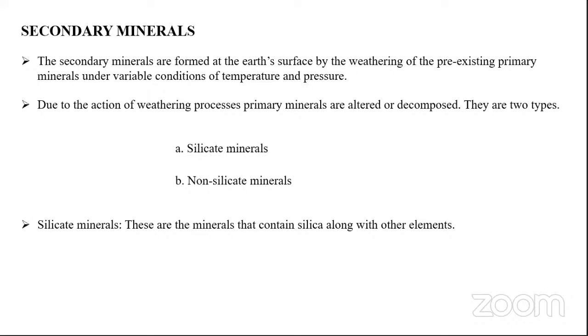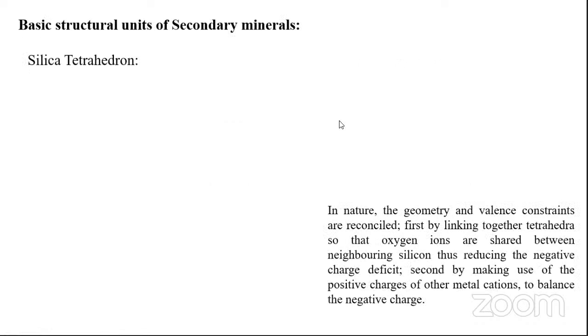So remember, secondary minerals are derived from the primary minerals, and these secondary minerals are of two types, majorly silicate minerals and non-silicate minerals. We will read in detail about the silicate minerals. So what are we going to read? Naturally, students, how does a silica tetrahedron look? It looks like this. In total there will be four oxygen atoms and one silicon atom.